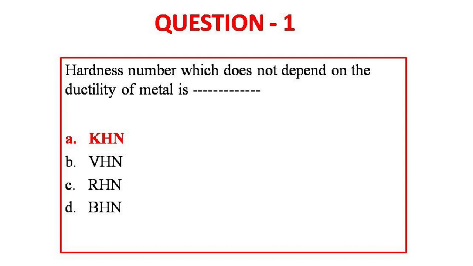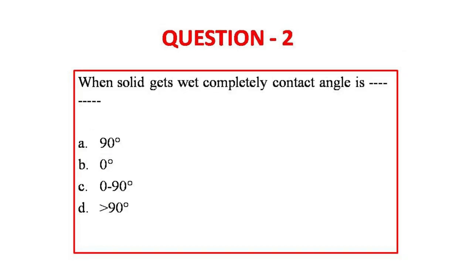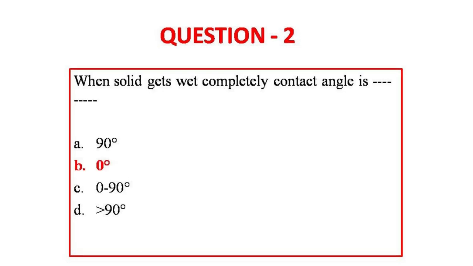Moving on to question number 2. When a solid gets wet completely, the contact angle is, they've given 4 options, 90 degree, 0 degree, 0 to 90 degree, and greater than 90 degree. The answer to this question is option B, 0 degree.